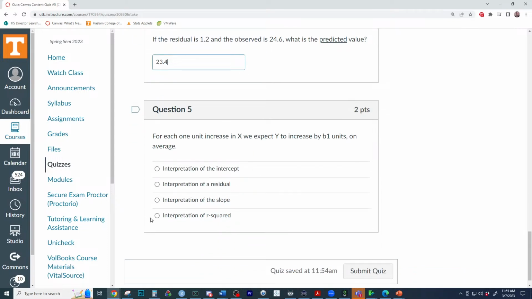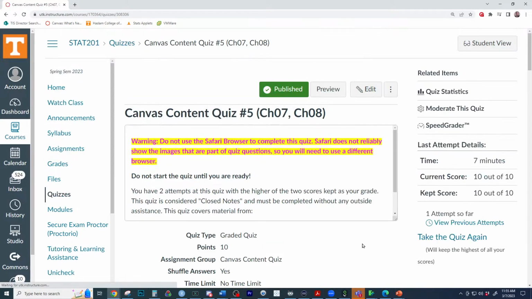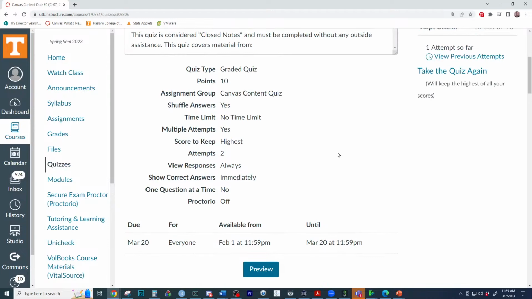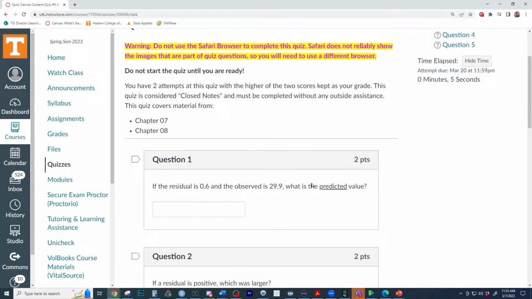For each 1 unit increase in X, we expect Y to increase or decrease by B1 units. Technically, it could be decrease here, but you could also say increase by negative, so that would be accounting for that, and that is the interpretation of the slope. So really good stuff right there. We should get that 100. We did. We'll do another preview of it. Knowing it is very important. If the residual is this, then what was the predicted value? We just did one of those.